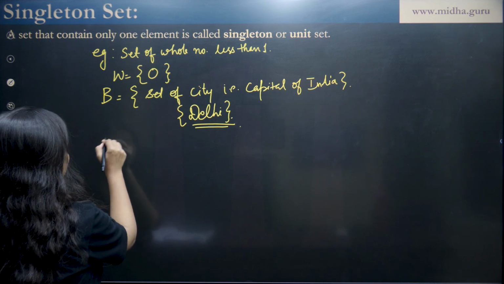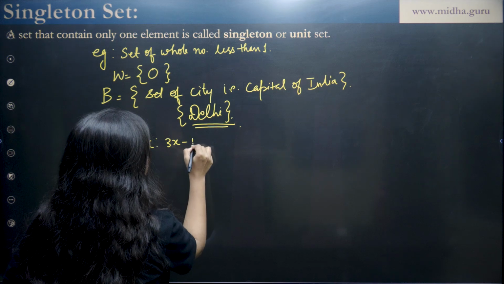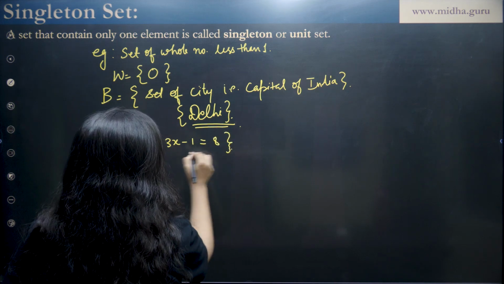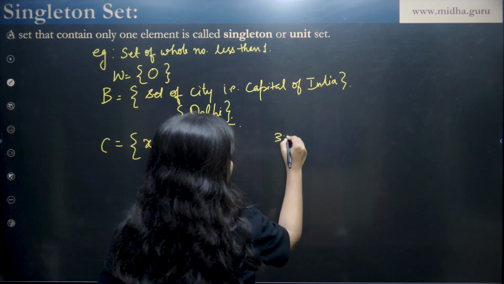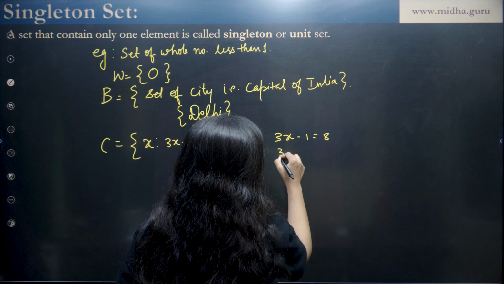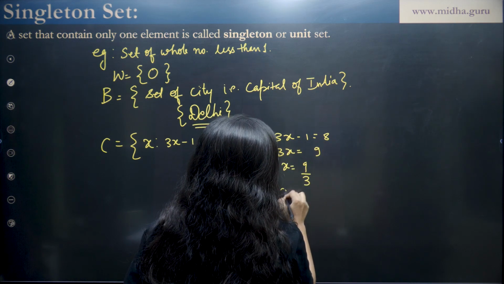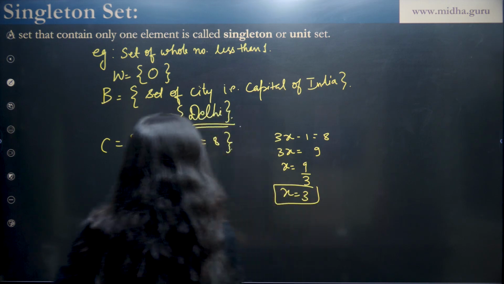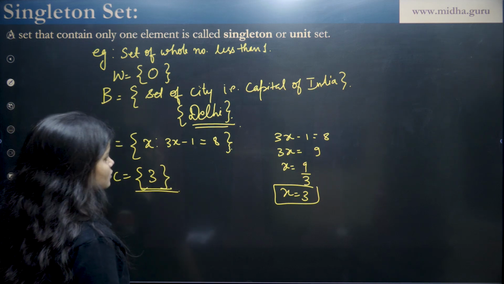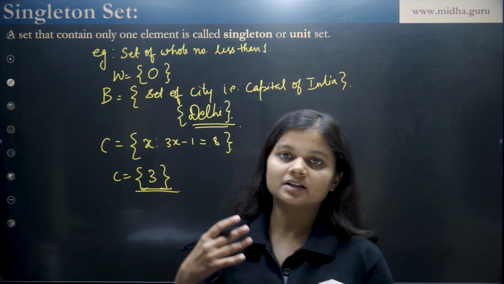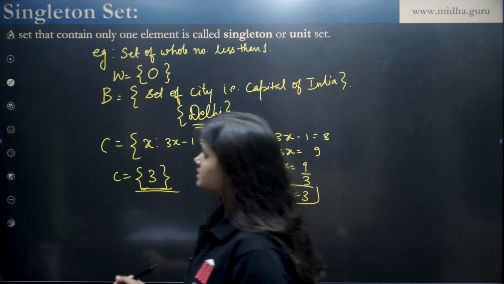Okay, let's take one more example, C. X such that 3x minus 1 is equal to 8. We have to find the elements of this set. So 3x minus 1 equals 8 means 3x is equal to 8 plus 1, that is 9. So x is equal to 9 upon 3. So x is equal to 3. So inside this set also there is only one element, that is 3. So if there is only one element inside the set, then that set is known as singleton set. Okay, I hope this is clear.